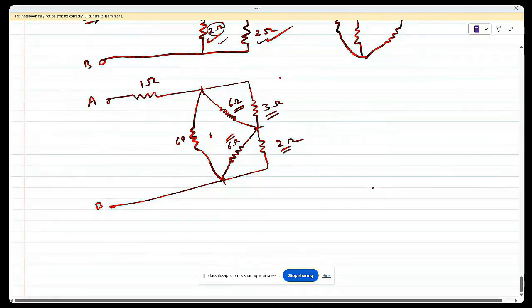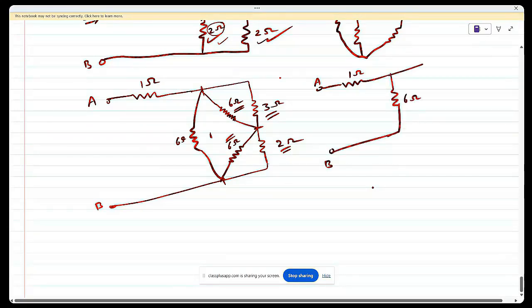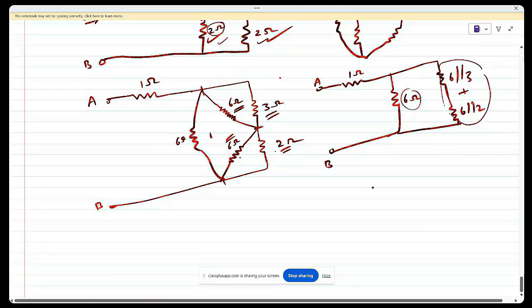So the next step will be, let's say this is 1 ohm, this is terminal number A, this is terminal number B. Now this is 6 ohm, so draw this 6 ohm first, and obtain the parallel combination. This 6 and 3 are connected in parallel, so they can be represented by one resistance, 6 parallel 3. And this 6 and this 2 are also connected in parallel, so they are represented by one resistance, 6 parallel 2. Now they are connected in series, and this combination is connected in parallel with this combination, and that will be connected in series with this combination.